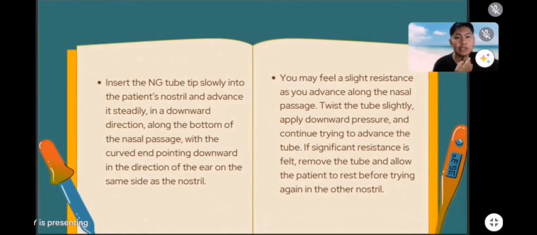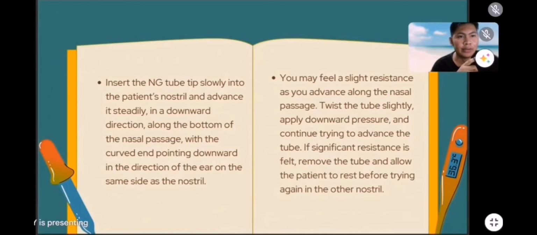After that, insert the NG tube's tip slowly into the patient's nostril and then advance it steadily in a downward direction along the bottom of the nasal passage with a curve pointing downward in the direction of the ear on the same side as the nostril.